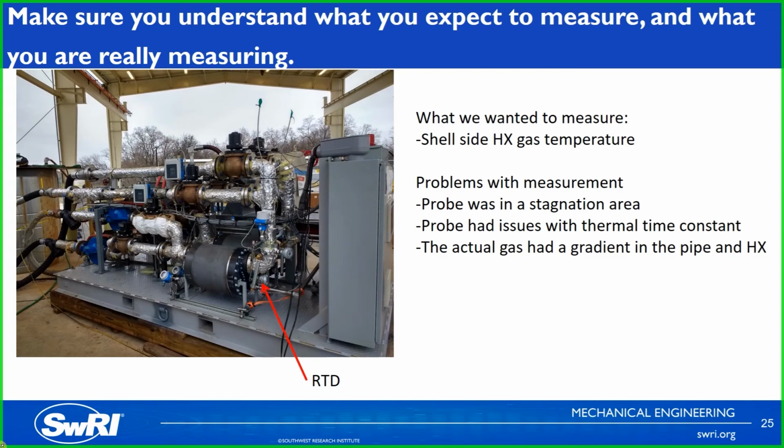In addition, there were issues with the thermal time constant based on how fast our dynamic process was happening, and the actual gas had a gradient throughout the pipe, and so we were maybe a foot removed from where we actually wanted to measure, and just that temperature gradient meant that we weren't close to what we wanted to measure. And so it's important to identify that just because we want this measurement, it may not be physically possible, or the sensors we're using might not be measuring what you think you are measuring.